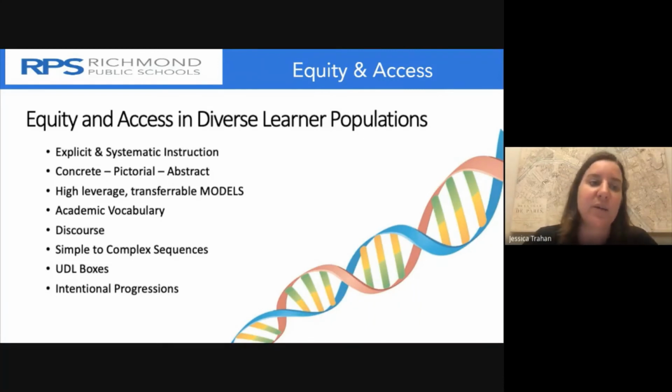You'll also see that we have high leverage transferable models. These models are used across a variety of grades. So not every year are they getting a new model they have to memorize or a new tip and trick that needs to be memorized. We front load academic vocabulary just as you would see students do in a pull-out session. I know we discussed discourse just a little bit, but at the end of every lesson, we deeply dive into conversation around the day's lesson. So often I feel like you look at the clock, it's 11:17.